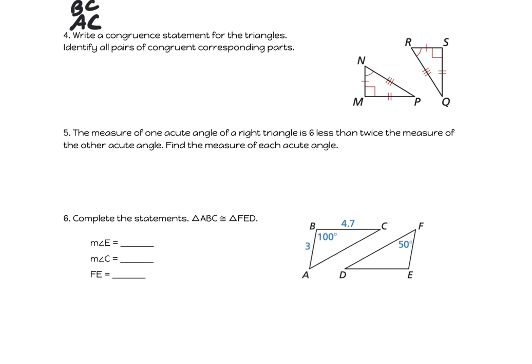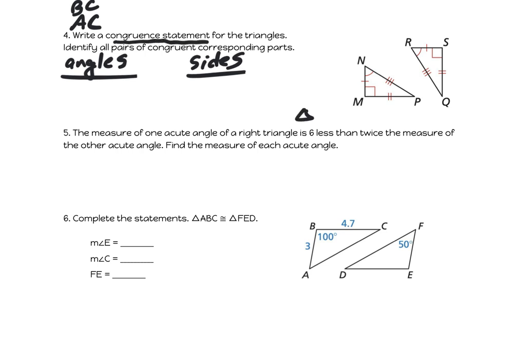Number 4, there's 3 parts to this. Okay, you're going to name the angles. You're going to name the sides. We did that here just a second ago. Everything is marked on the picture, so it should be pretty easy to identify based on the markings what goes with what. And then you want to write a congruence statement.